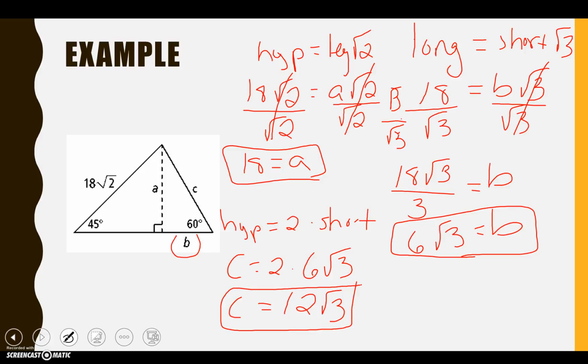It's a matter of making sure you rationalize your numbers, and sometimes you're going to have to manipulate some fractions. So keep that in mind moving forward.